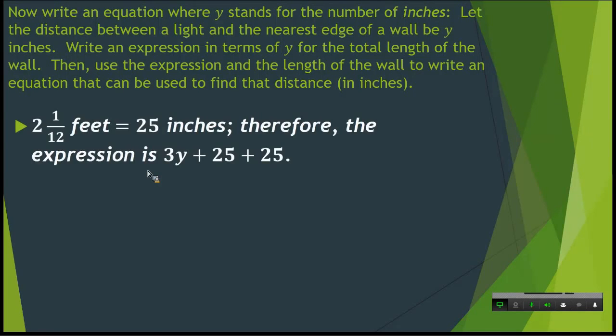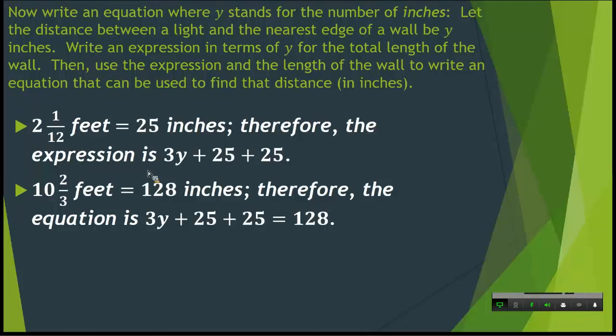So first the expression. 2 and 1/12 feet, we found that to be 25 inches, so therefore our expression is 3y plus 25 plus 25. Now we're going to create our equation based on that. So we're using our expression, and we're having it equal the total length of the wall, which was 128 inches. 10 and 2/3 feet we found to be 128 inches. So we took our expression and set it equal to 128.